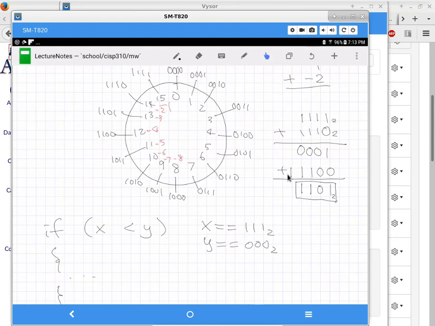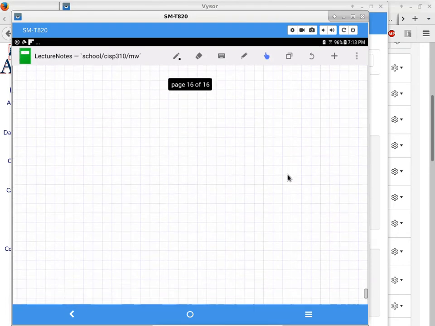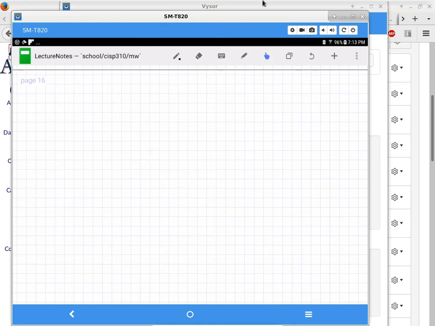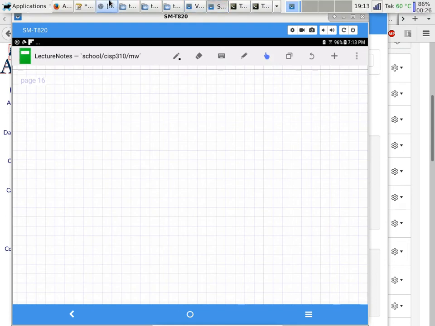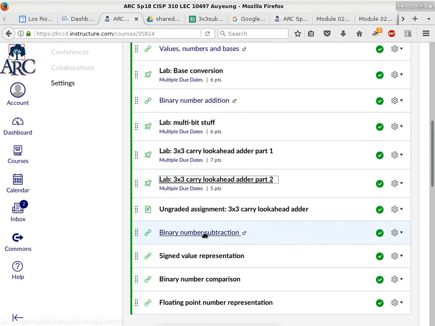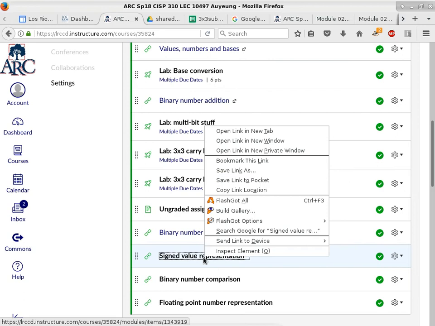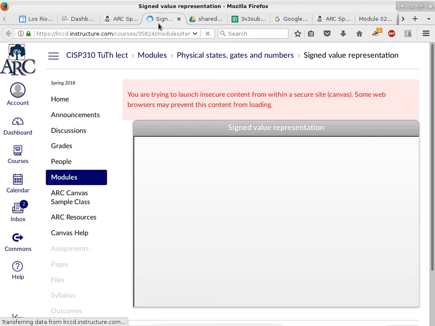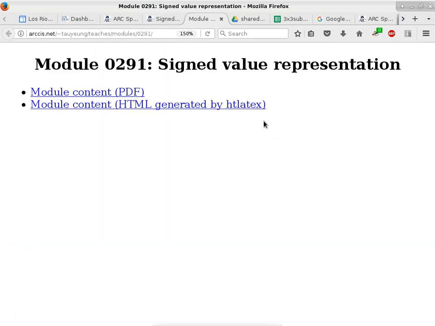Okay, so we're going to go to the new slide here, and we're going to go back to the notes too, because I want to show you where we are at this point with the notes. At this point we are done with binary subtraction, and we are moving on to signed value representation. My computer ran out of juice last time, and that's why part of the lecture was not recorded as a result.